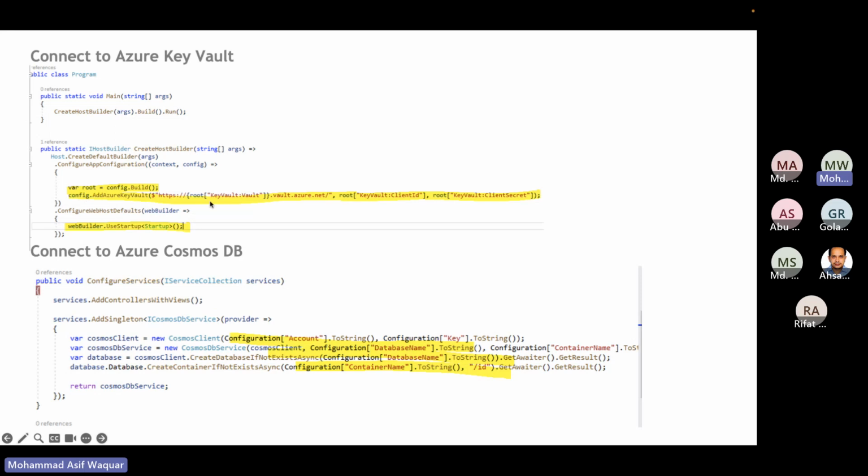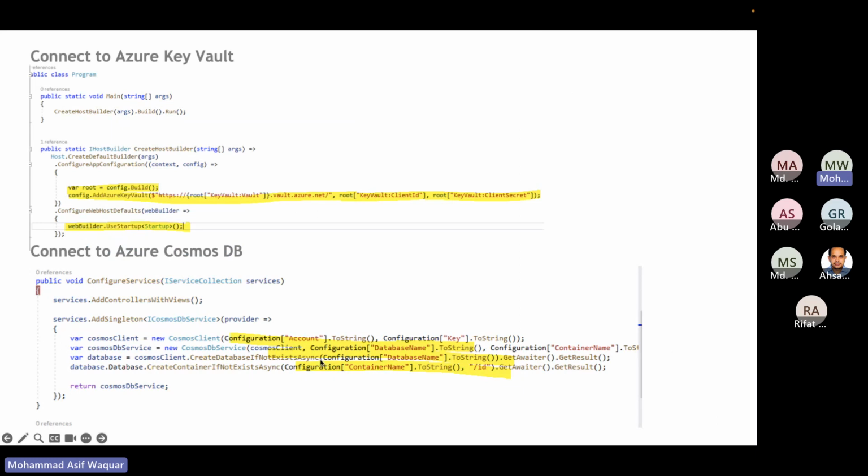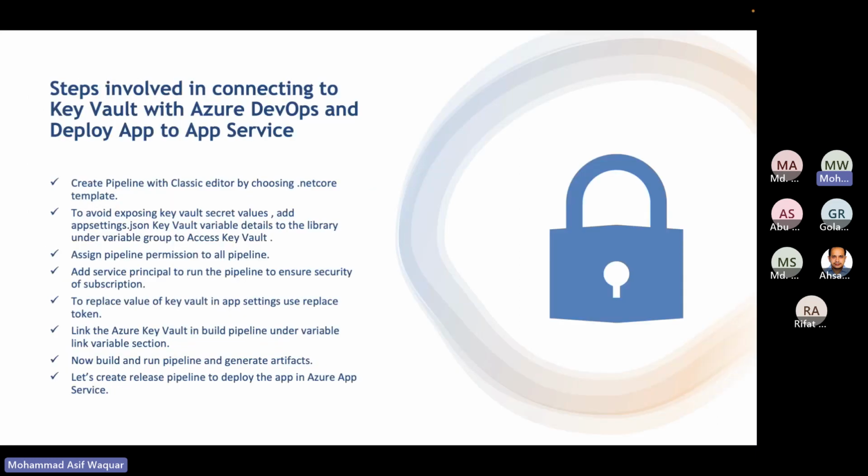I have created the connection string to the key vault, and then I have set up the connection string to the Cosmos DB. In the second stage, we deployed the app to the app service with the help of Azure DevOps.